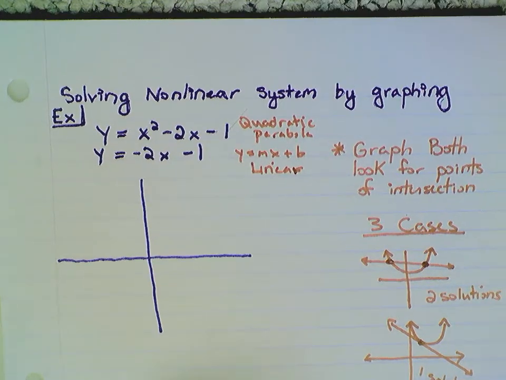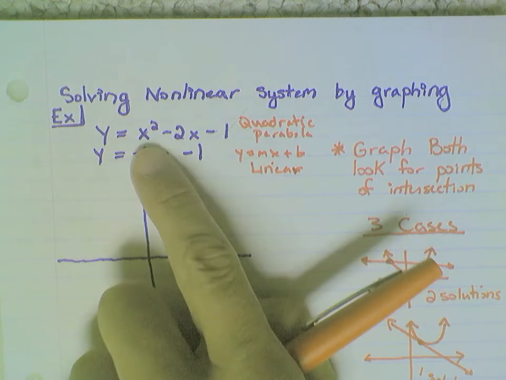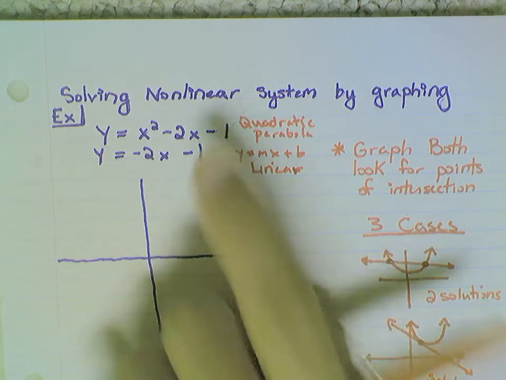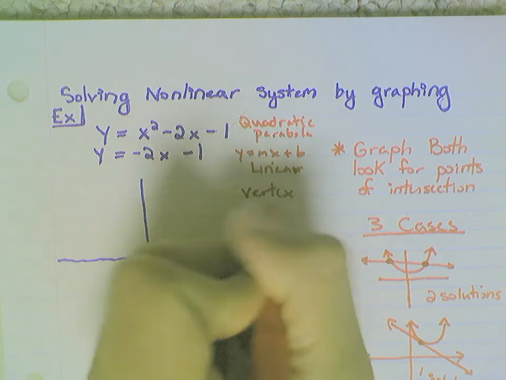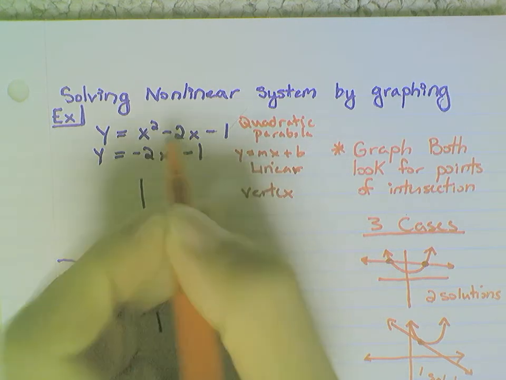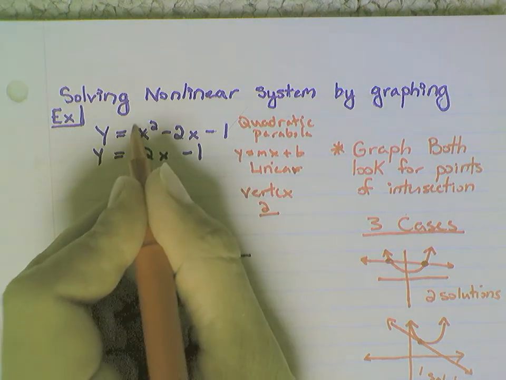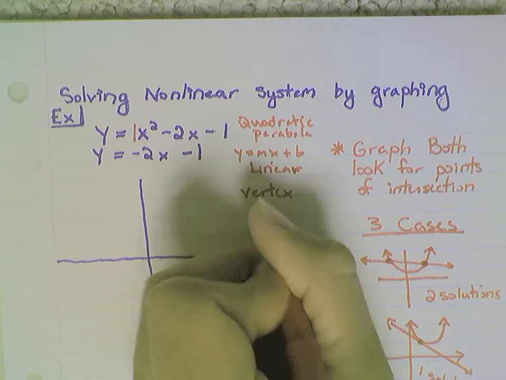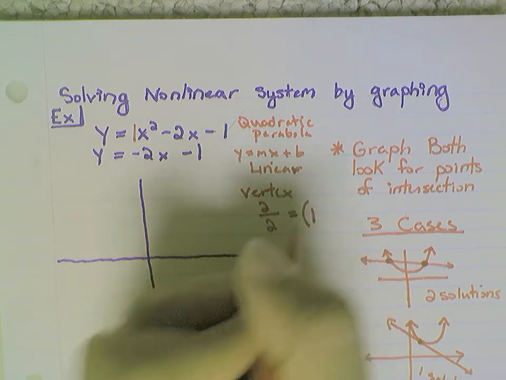So I'm first going to graph this quadratic, and remember, to find the vertex of a standard form quadratic, we need to take the opposite of b, which is 2, and then put that over 2a. Well, right now my a is 1, so it's going to be over 2. So the x coordinate of the vertex is just 1.